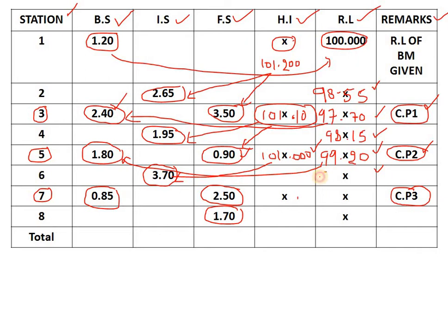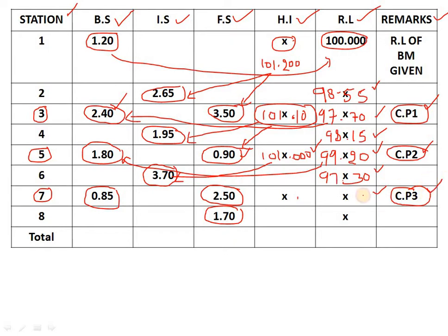So that is called 97.30. Whatever we are getting, these RLs are called ground levels. On the ground, we can calculate the points with the reduced levels. Now again let us calculate the RL of station 7.